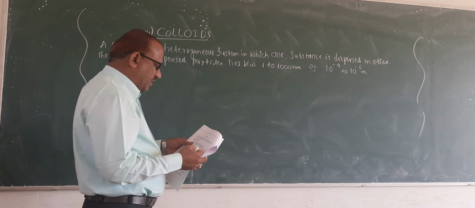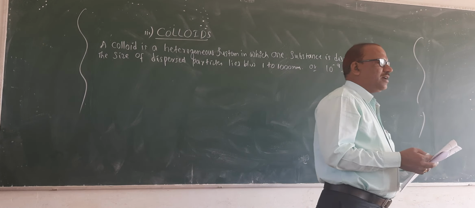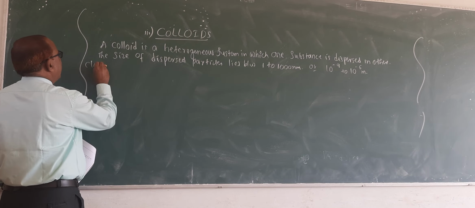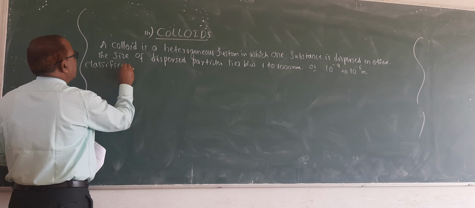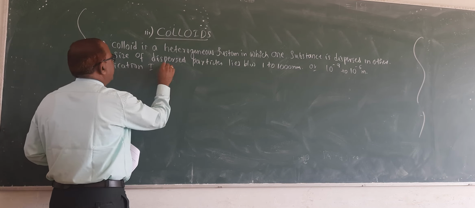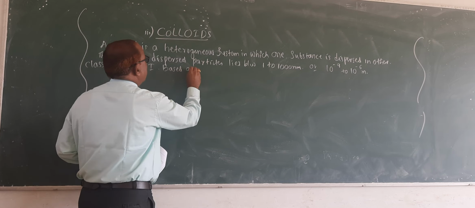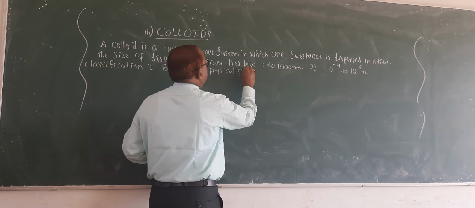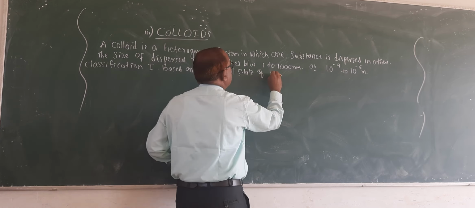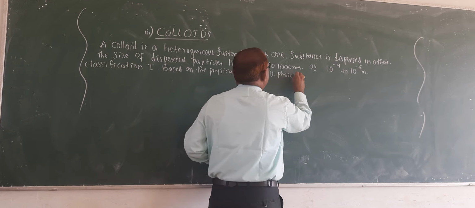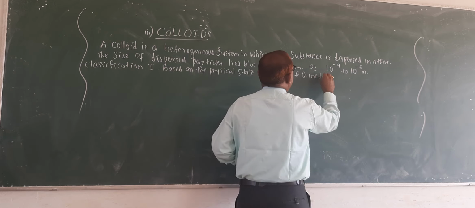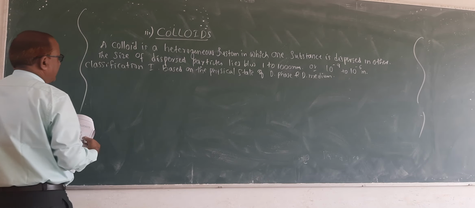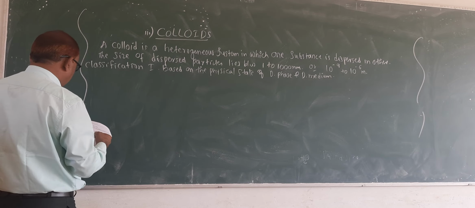One method is based on the state of the dispersed phase and dispersion medium. Main heading: classification. Sub number 1: it is based on the physical state of the dispersed phase and dispersion medium. We have different types of colloids. It is better to study in the form of a tabulation.